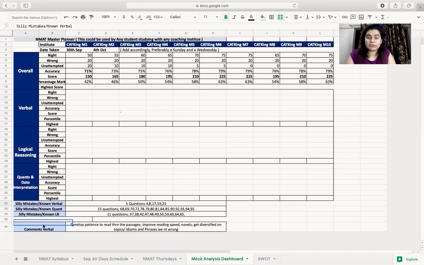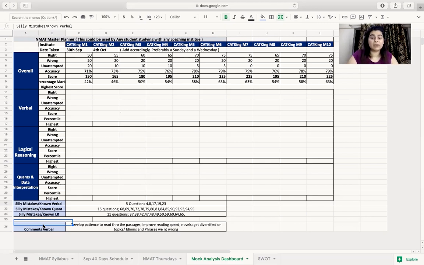So that at the end of every 15 days, all you're going to do is pick up your own mocks dashboard, see where you stand and revise from all of this. So the same mistakes cannot be repeated. Let's make this NMAT exam preparation a little more structured and a very organized way.